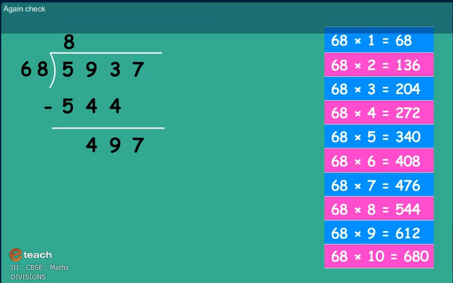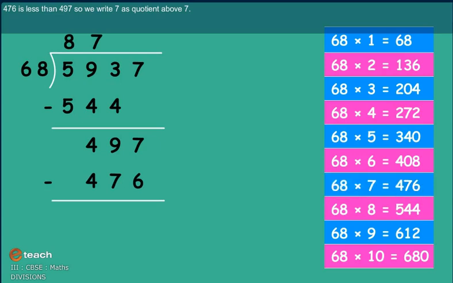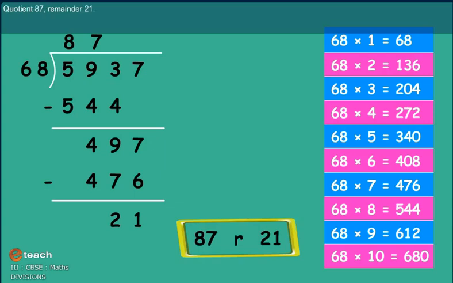Again check. Multiplication of 68 by 8 is 544, which is greater than 497. So let's check with 7. 476 is less than 497. So we write 7 as quotient above 7. Hence, our answer is quotient 87, remainder 21.